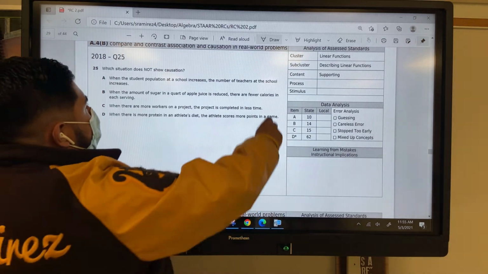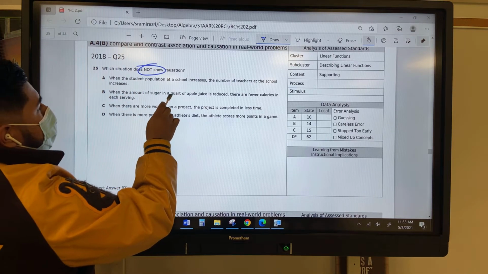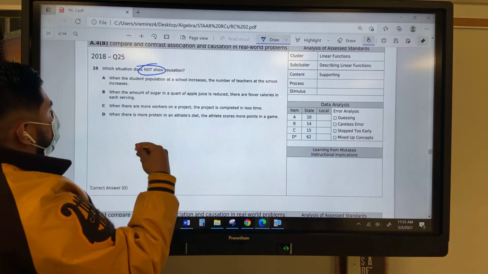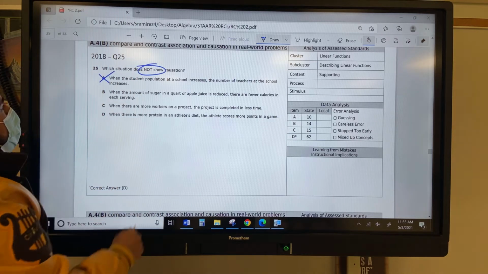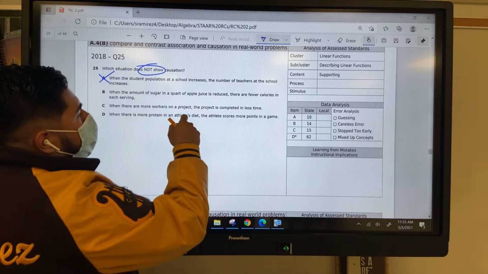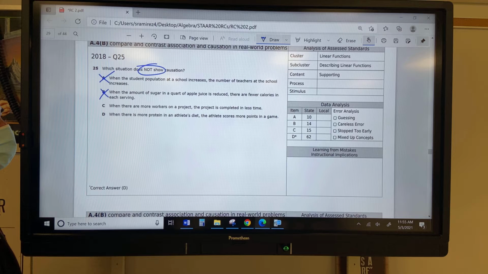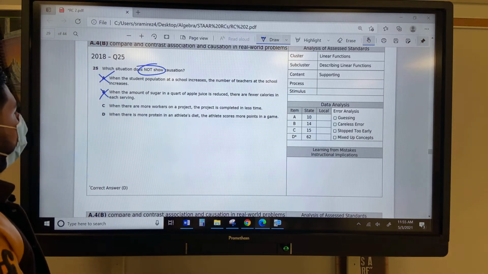Causation, you should know something causes the other. This one's asking for the one that does not. When the student population of the school increases, the number of teachers increases. That's correct. So we don't want that one. We want the one that's not correct. When the amount of sugar in a quart of apple juice is reduced, there are fewer calories. If you know your health stuff, you know when it's lowered, the calories are less.